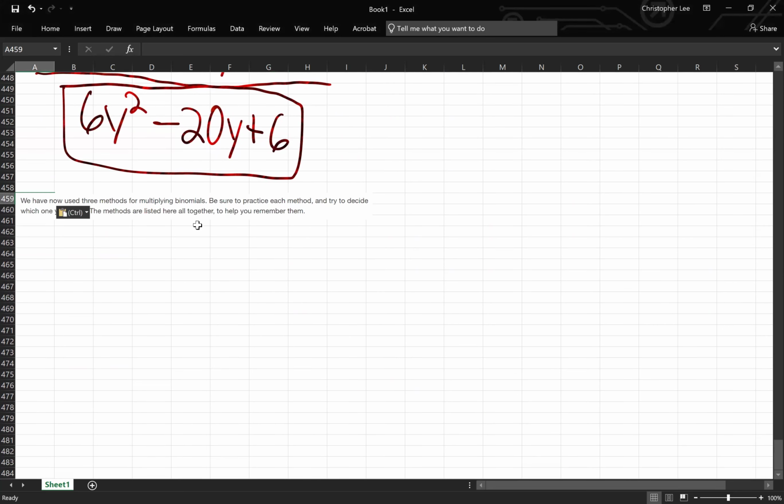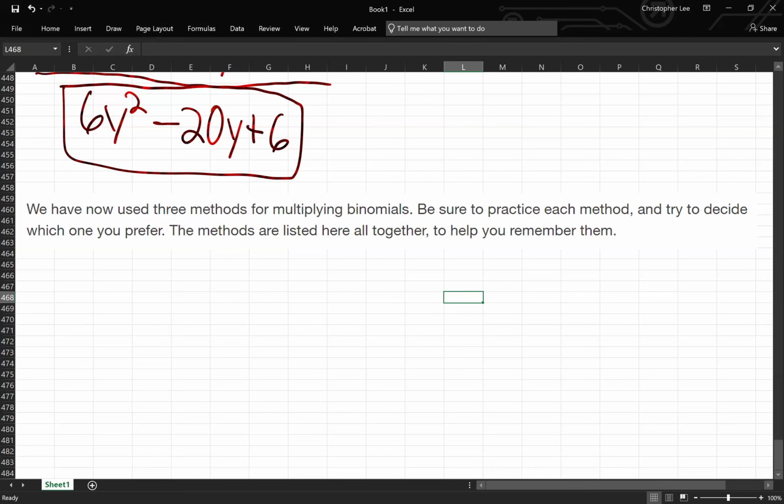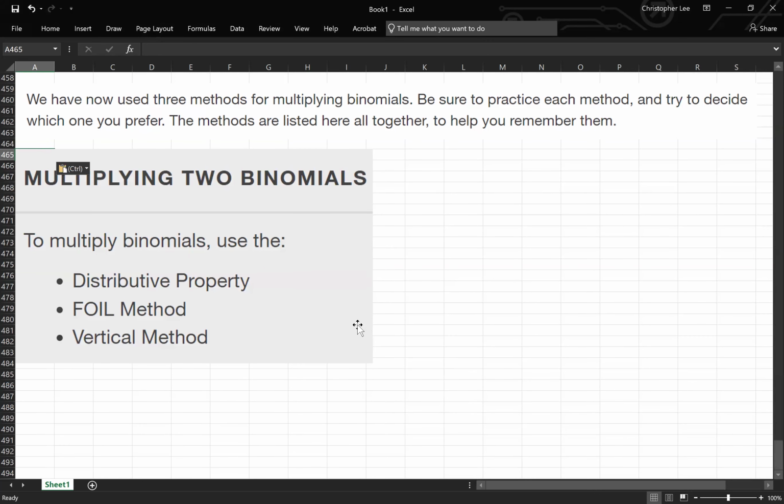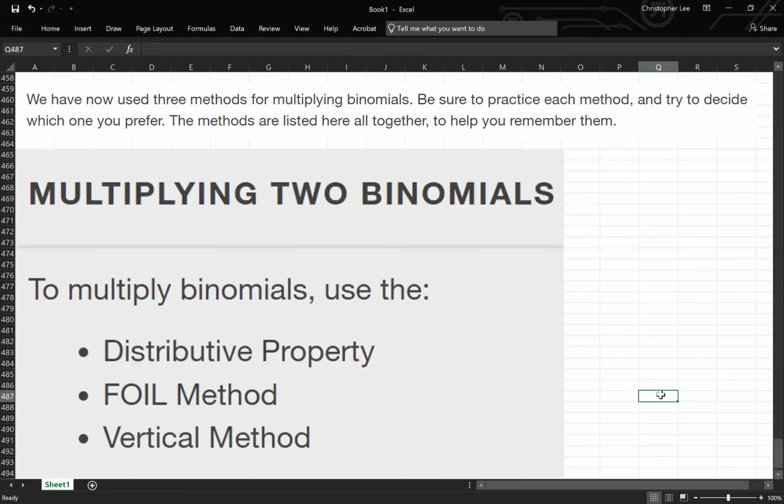Little recap. So we have now used 3 methods for multiplying binomials. Be sure to practice each method and try to decide which one you prefer. The methods are listed here. Let me give y'all the list real quick. Y'all know my handwriting not pretty, so I'm over here trying to give it to y'all nice. There goes the list right there, right? Multiplying 2 binomials. Your choice, no pressure. You can use the distributive property. You can use the FOIL method, or you can use the vertical method.